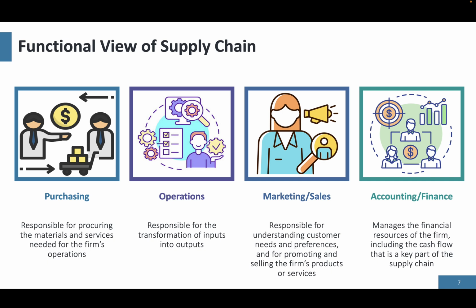The next function is accounting and finance, and they help manage the financial resources of the company. And that includes the cash flow or money that's related to the supply chain. At Amazon, for example, the accounting and finance function would be responsible for managing the cash flow from customers and to suppliers, right? So we need to pay our suppliers for the things that they give us, and we need to collect money from our customers.